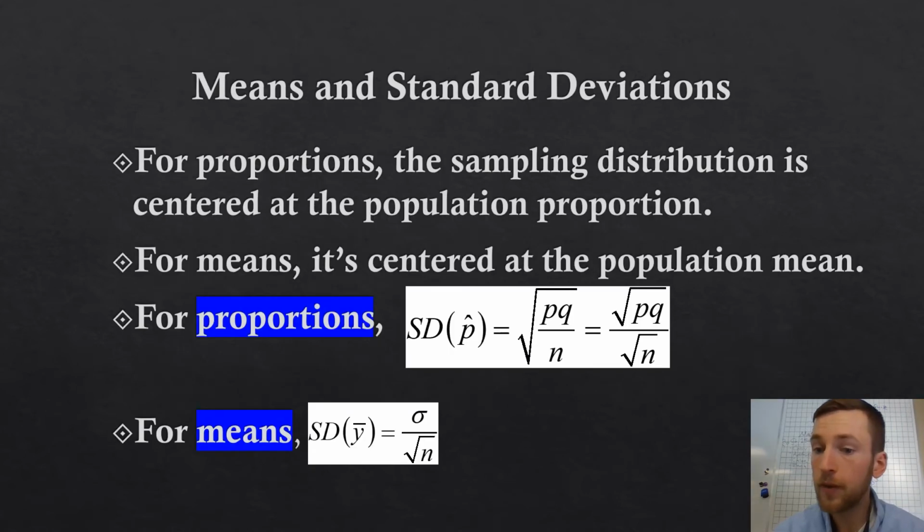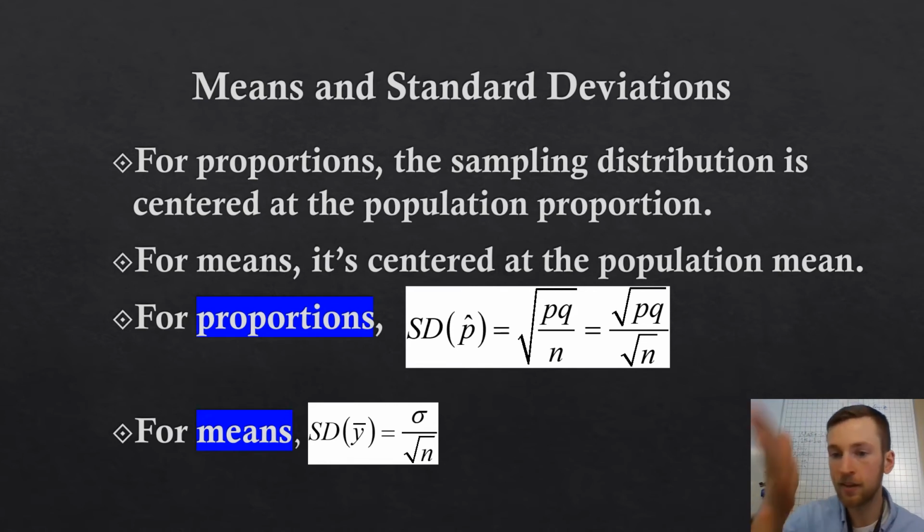So once we verify these conditions, either for proportions or for means, we want to know what is the mean or the center of that distribution of the normal curve going to be, and then what is the standard deviation going to be, okay? I already talked a little bit about standard deviation for the proportions, but for proportions, the middle of our distribution is going to be the population proportion. So for our exercise example, that would be that 68%. That's going to be the center of our model.